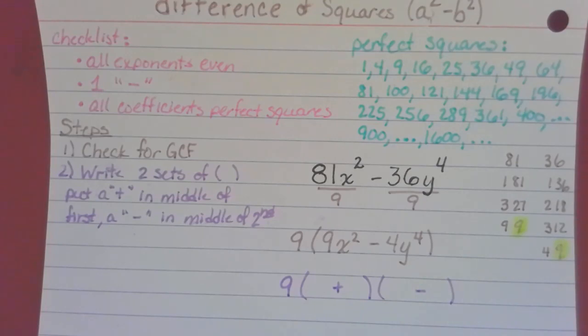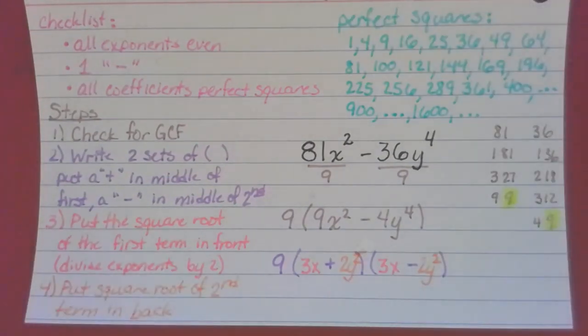So now the third step is we are going to list in the perfect squares. So we're going to do the perfect squares of the coefficients, and we're going to take the exponents and divide them by 2. So what's in the front of the binomial is going to be in the front of the parentheses. What's in the back of the binomial is going to be in the back of the parentheses. So writing the steps with it, it's put the square root of the first term in the front, divide the exponents by 2, put the square root of the second in the back, divide the exponents by 2, is still implied. So I end up with 9 times the quantity 3x plus 2y squared times the quantity 3x minus 2y squared.